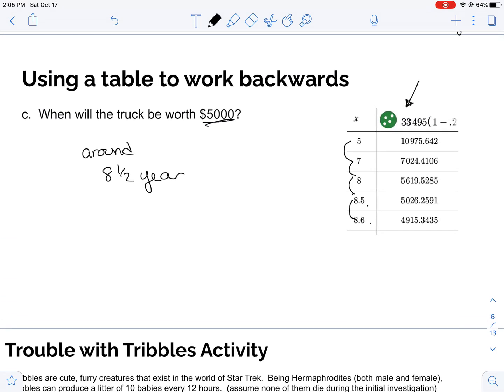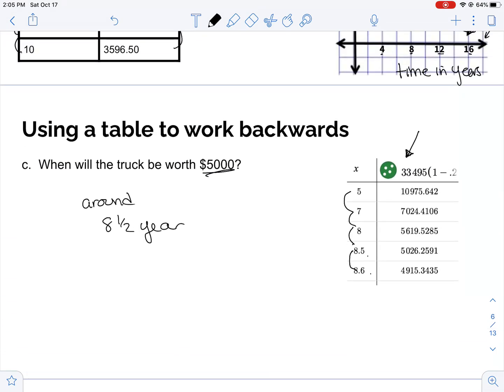Okay, so I think that's it for this little lesson. So hopefully you learned a little bit about the exponential models, and you are good to go now to go and try your practice.